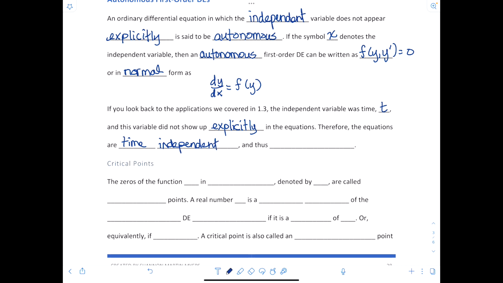And thus autonomous. So if you want to go back and check those out, it might be worth it.